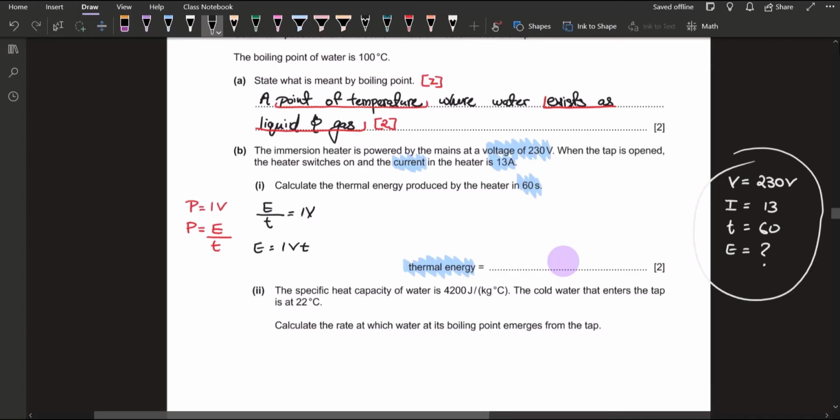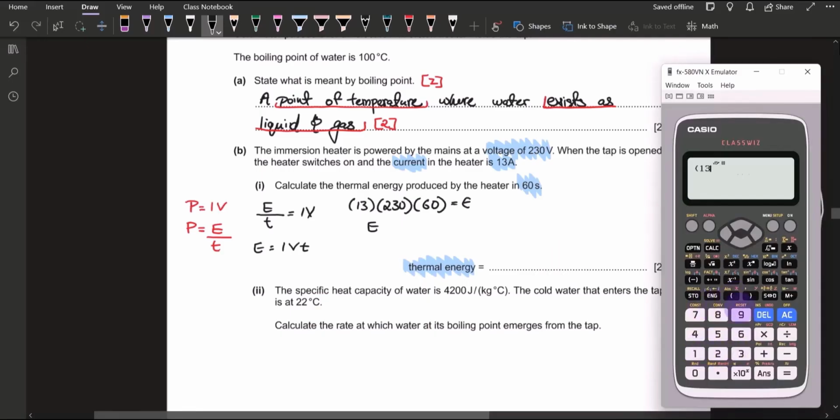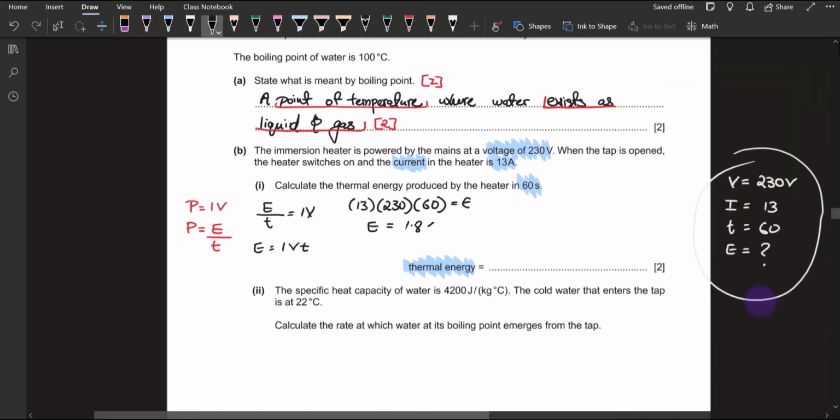So we have the value of I, which is 13. We have the value of V, which is 230. And we have the value of T, which is 60. So we can find out E, which is going to be our answer, as 13 into 230 into 60, which is going to give us our answer as 179400, which is the same as 1.8 into 10 raised to the power 5. So 1.8 into 10 raised to the power 5. And don't forget to add the units as well, which is going to be joules for energy.